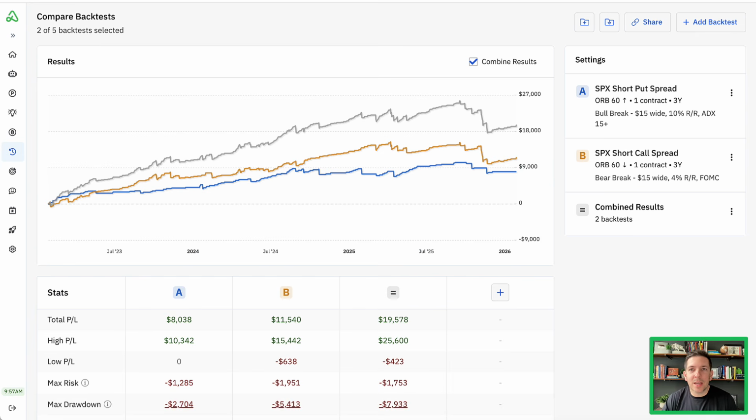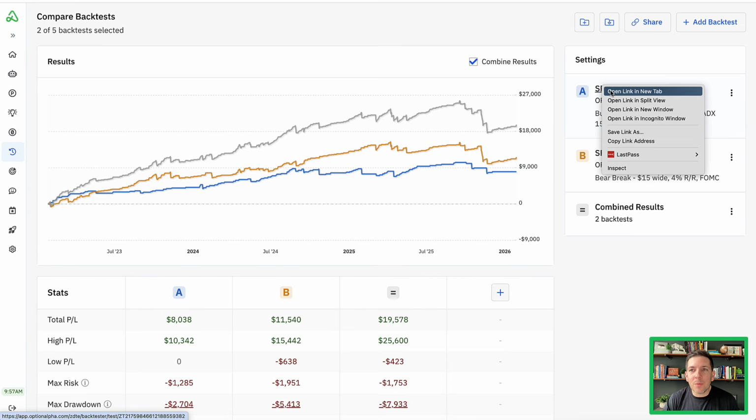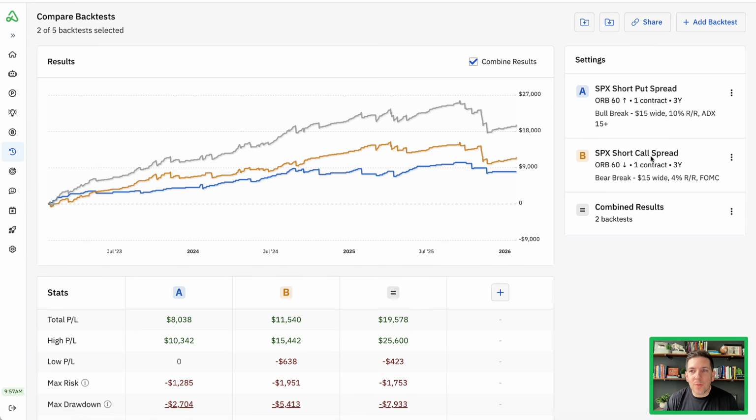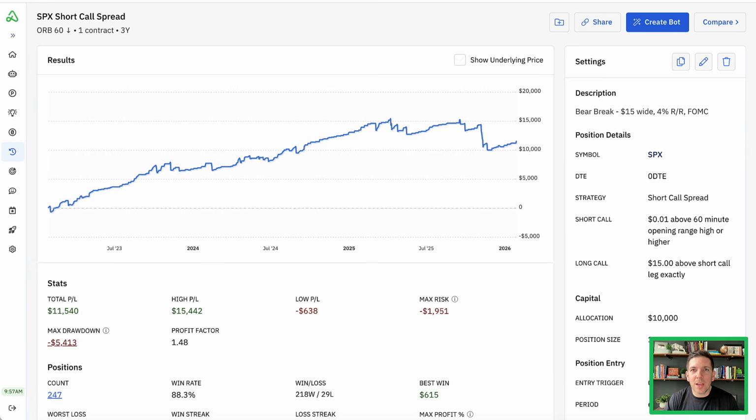But this is the process that I kind of used. By the way, anytime you want to create a new version of a backtest or test some samples or variations, what you're going to do is just click on any of the backtests here. You can open the backtest in a new window. So I'll say, like, open my short call spread here in a new window.